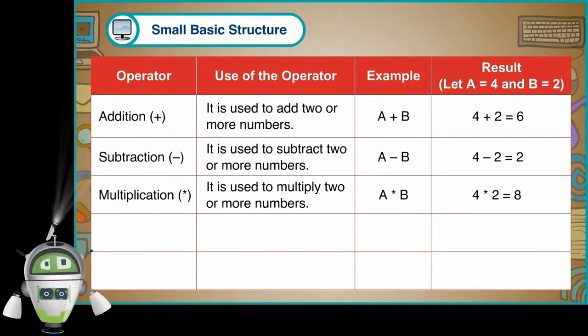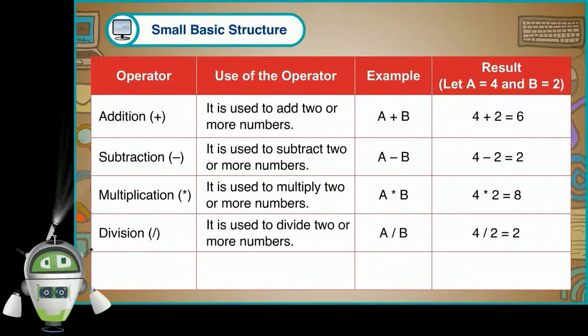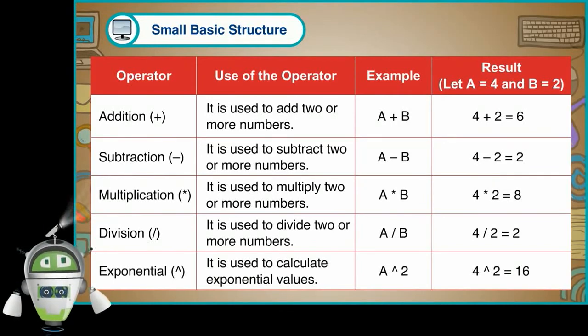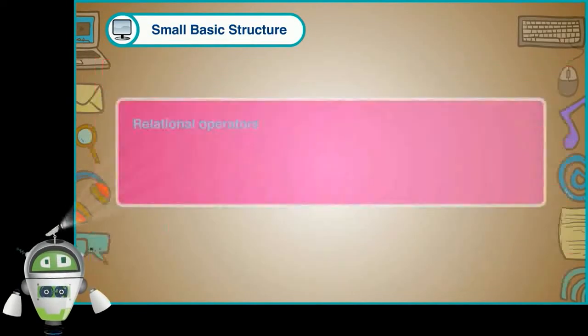Multiplication. Asterisk sign. It is used to multiply two or more numbers. A multiplied by B, 4 multiplied by 2 is equal to 8. Division sign, /. It is used to divide two or more numbers. A divided by B, 4 divided by 2 is equal to 2. Exponential, caret sign. It is used to calculate exponential values. A exponential 2, 4 exponential 2, which is equal to 16.